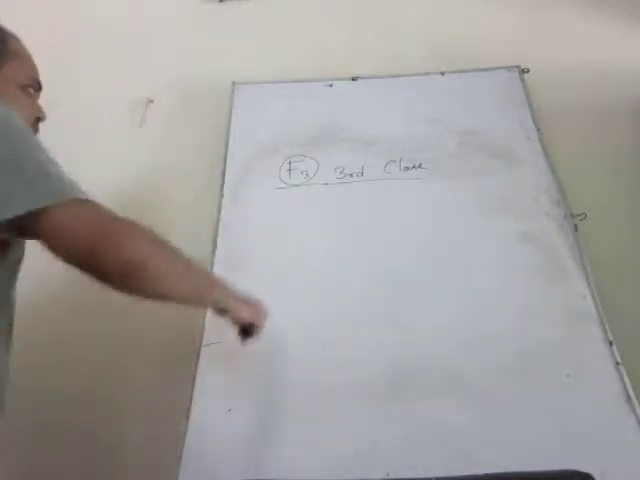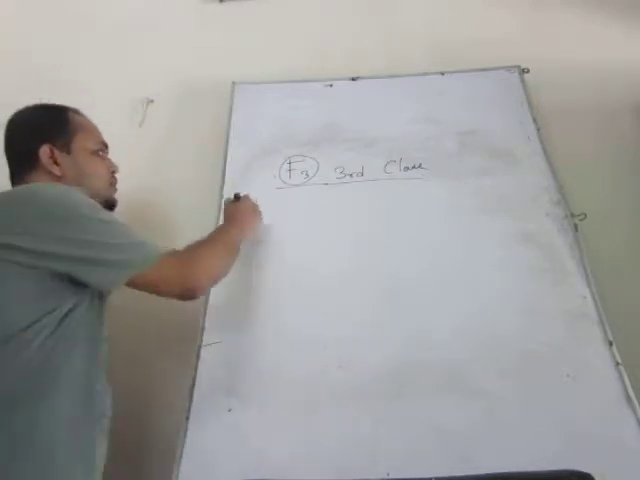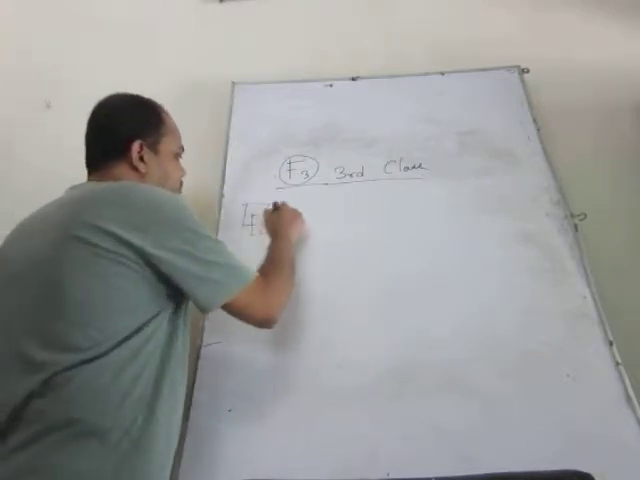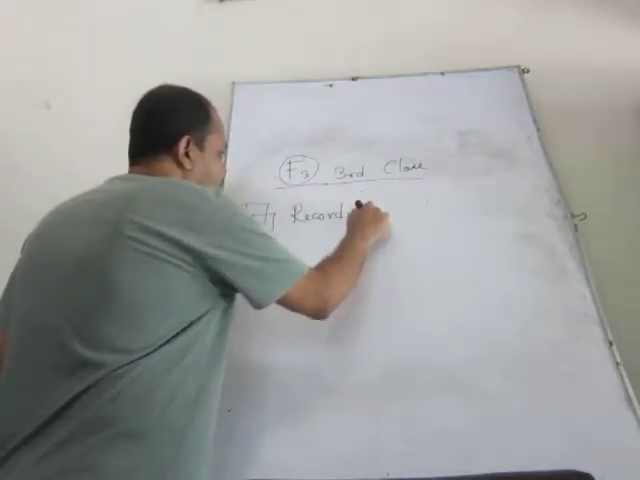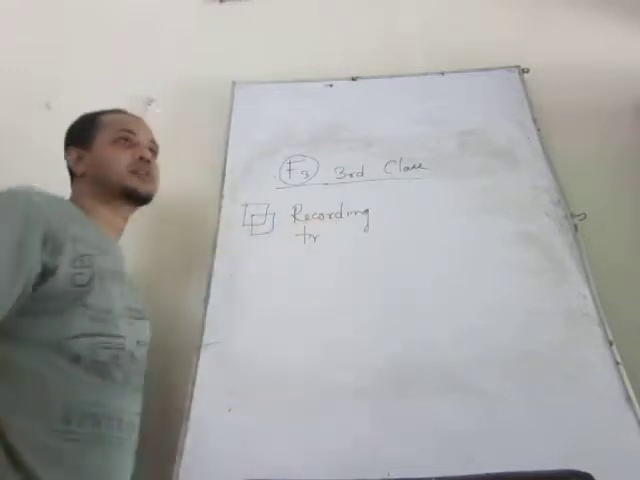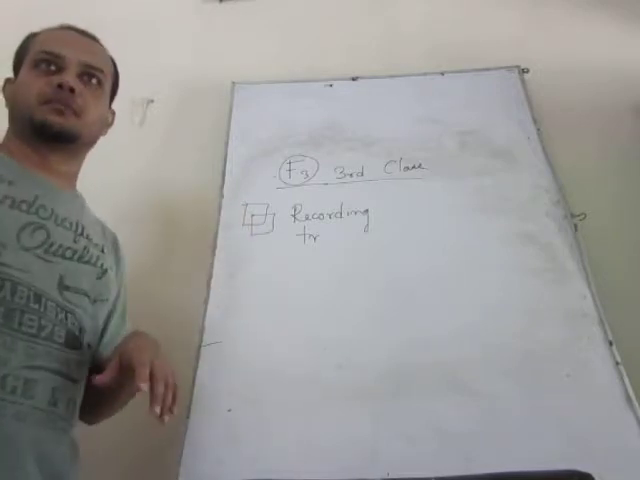So this is the third class today on the fundamentals of financial accounting. We actually focus on recording transactions. How the business organization records the financial transactions, we will focus on that. Clear?